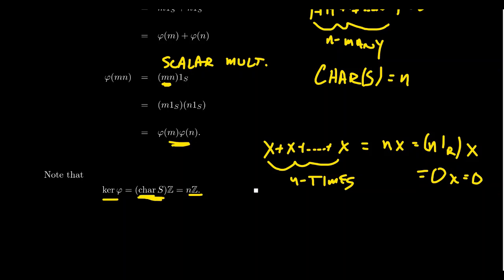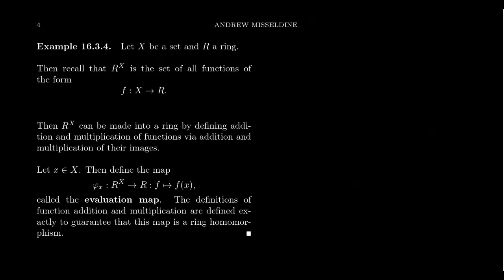And so as you map the integers into a ring, this will happen in such a way that you just map the integer 1 to the unity of that ring. That's why we call unities 1, because in some regard it behaves just like the integers. And the kernel then would have to do with the characteristic of the ring. And let's look at another example.